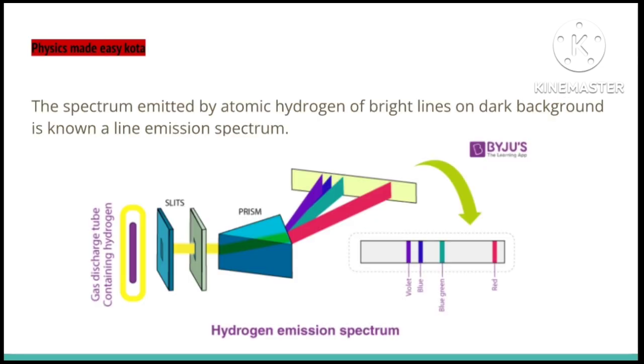So here is the hydrogen emission spectrum, and this spectrum consists of bright lines with a dark background. This diagram clearly explains that when a gas is allowed to pass through the prism, lines of different wavelengths are formed on the photographic plate or screen.